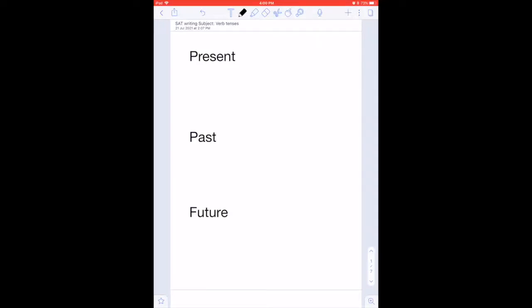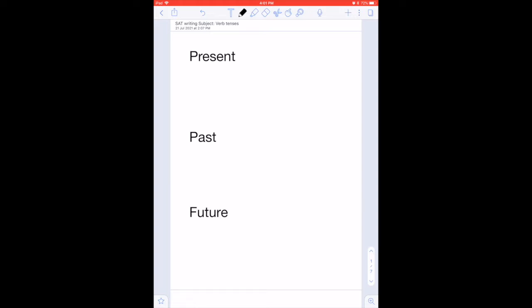So another important grammar concept in SAT is verb tenses. These verb tenses include present tense, past tense, future tense, and present perfect, past perfect, and future perfect. Those are the 6 main tenses that we have to know for the SAT writing.